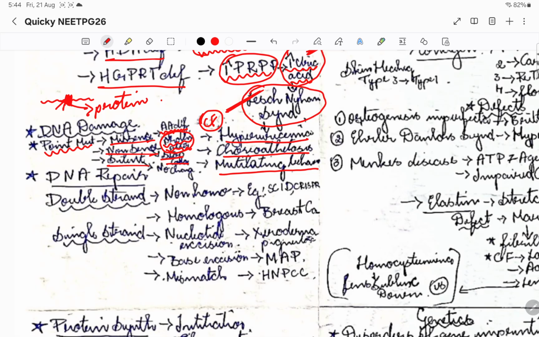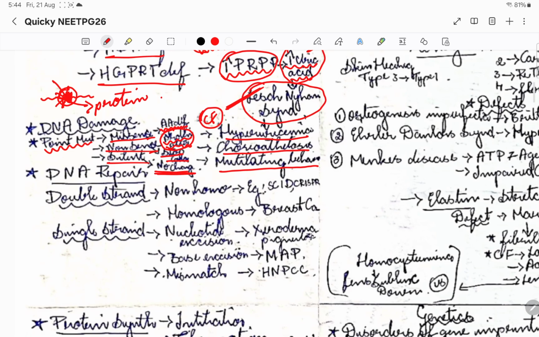So in nonsense, what happens is it is a stop codon. The protein synthesis is happening. Suddenly, a stop codon, which is like a signal that tells the protein production to stop, comes in between the protein synthesis, and then the protein production will stop. This is known as nonsense mutation. Then in silent mutation, there was a DNA damage, but it did not lead to any change. No change. Okay, then it is going to be a silent point mutation.